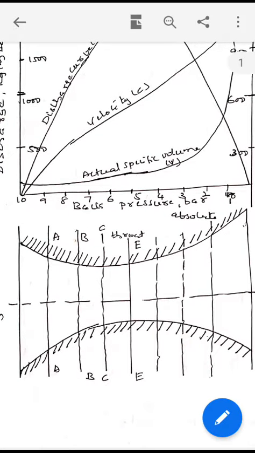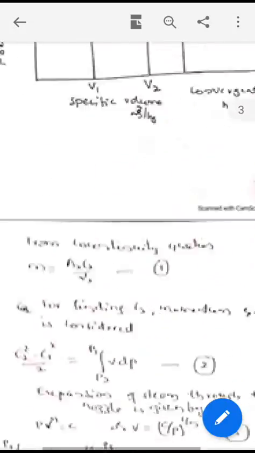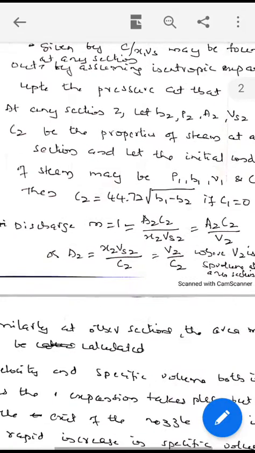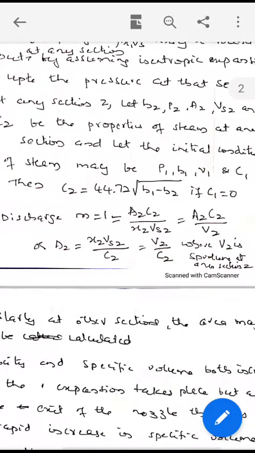So here you can see, what is m equal to? m equal to A2 C2 by v2. So if m equal to 1, then A2 equal to v2 by C2, where v2 is the specific volume and C2 is the velocity. In general, Az is equal to vz by Cz, where vz is the specific volume at any section and Cz is the velocity at any section.